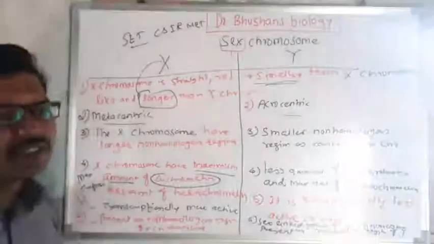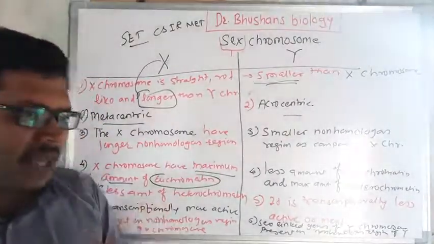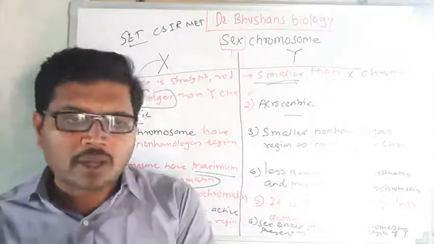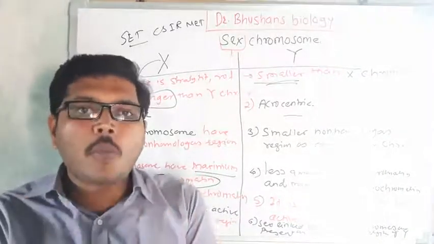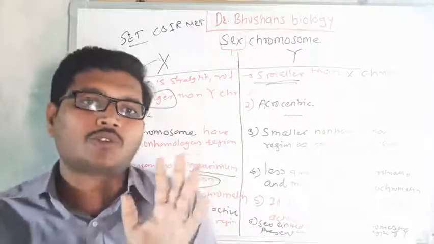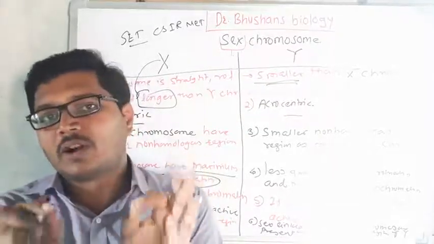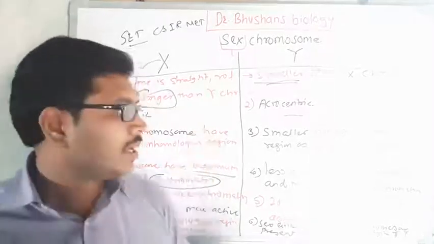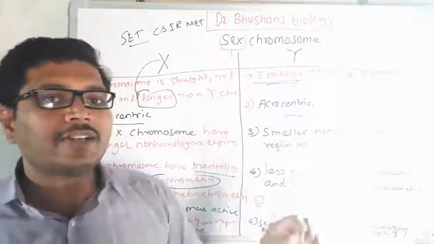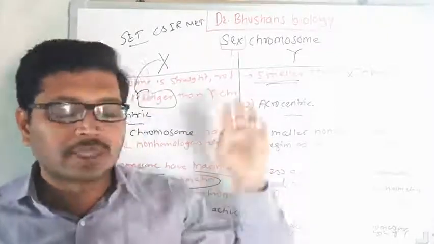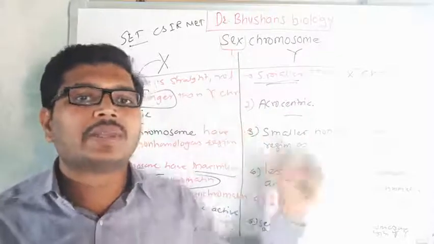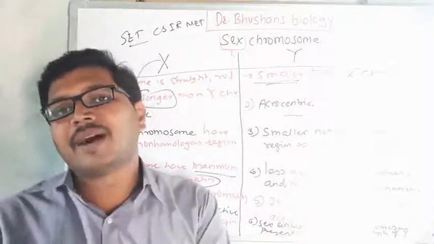So one more similar point is here, where crossing over occurs on the homologous region of both X and Y chromosome. These are some of the differences about X and Y chromosome. Most of the time the question asked is on this topic. So this topic is very important from the exam point of view.